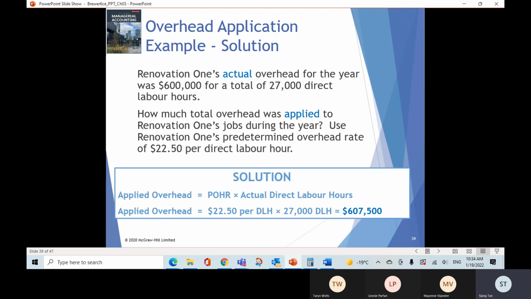Now, Renovation 1's actual overhead for the year was $600,000 for a total of 27,000 direct labor hours. How much total overhead was applied to Renovation 1's jobs during the year? We use the 22.50 rate times the actual direct labor hours. That will give you $607,500 as the overhead cost applied to the jobs.